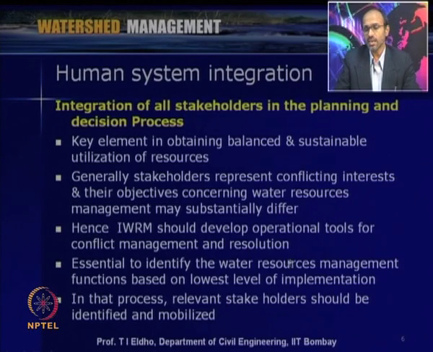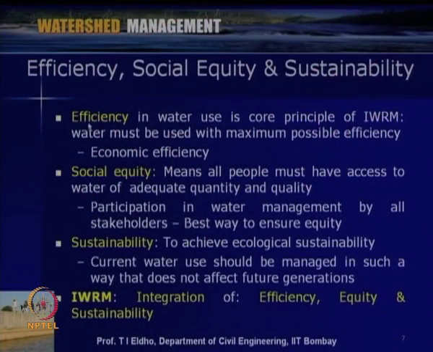In any integrated system, starting from the grassroots level, people should get involved in developmental plans and also in implementation and maintenance. Now within this perspective, when we discuss integrated water resource management, there are three major issues we have to deal with. These issues are efficiency of the system, social equity, and sustainability of the watershed management or water resource plan. We will discuss these issues briefly in this slide.